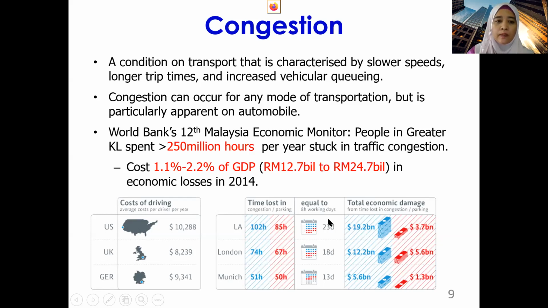What about other countries? We can see here, in the US itself, an estimation. LA is very famous for its traffic congestion. So you have the time lost for each city: LA in the US, London in the UK, and Munich in Germany. You have the time lost in terms of hours, congestion, parking, then equal to how many days, and then this final figure. So time lost in congestion, from that you can translate into $19.2 billion, not ringgit, dollars, $12.2 billion, 5.6, so quite substantial. This is the cost of congestion in monetary terms.